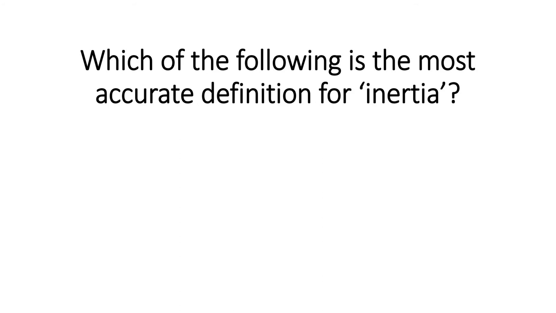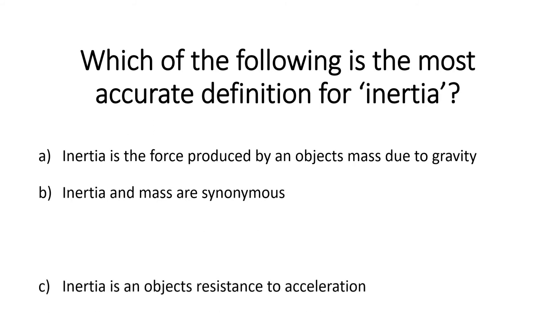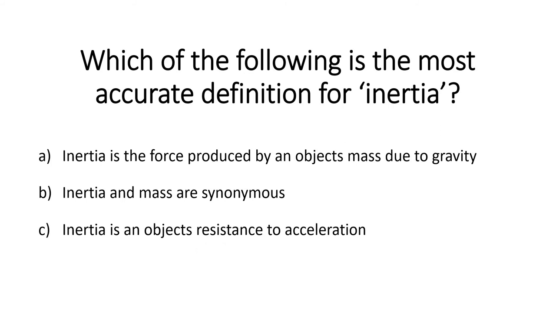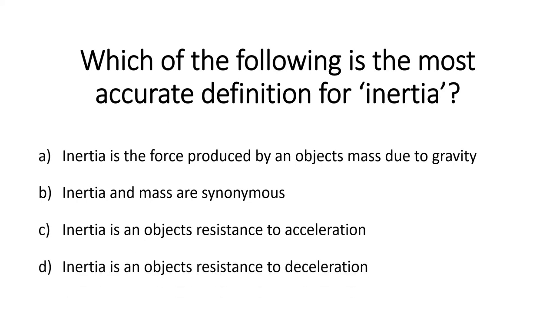Which of the following is the most accurate definition for inertia? Is it A, inertia is the force produced by an object's mass due to gravity? B, inertia and mass are synonymous, so they mean the same thing. C, inertia is an object's resistance to acceleration. D, inertia is an object's resistance to deceleration.